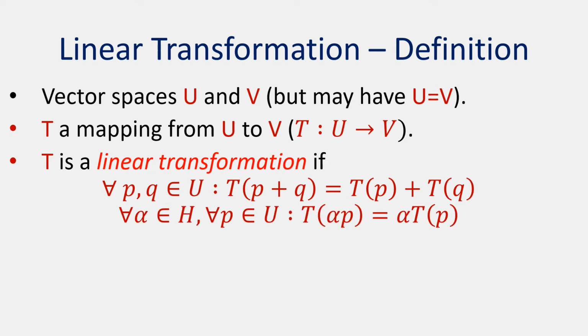The second condition: if we take any constant value in the underlying set of numbers we are using to define our vectors, and if we take any vector in our vector space, then the result of applying the transformation to the outcome of multiplying our vector by this constant is exactly the same as the result of applying the transformation to our vector and multiplying the result by our constant value.